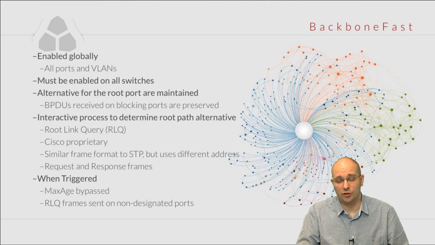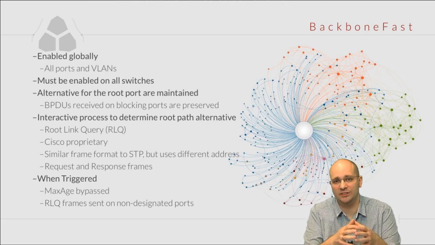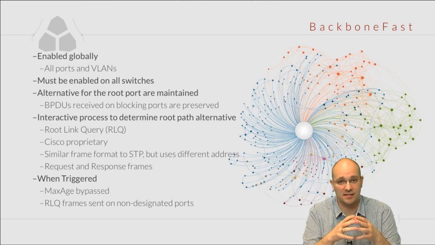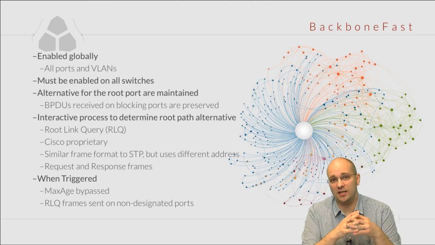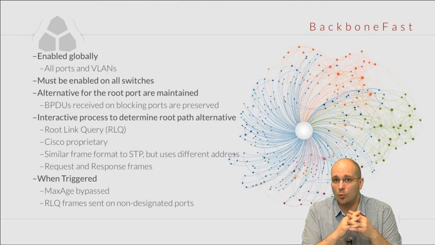Furthermore, in order for it to be effective and fully operational in our network, BackboneFast must be enabled on all the switches in the network. The reason for that is because of what happens once BackboneFast is triggered. I'll talk about it in a few seconds. What triggers BackboneFast? Well, what triggers BackboneFast is the loss of BPDUs on the root port.